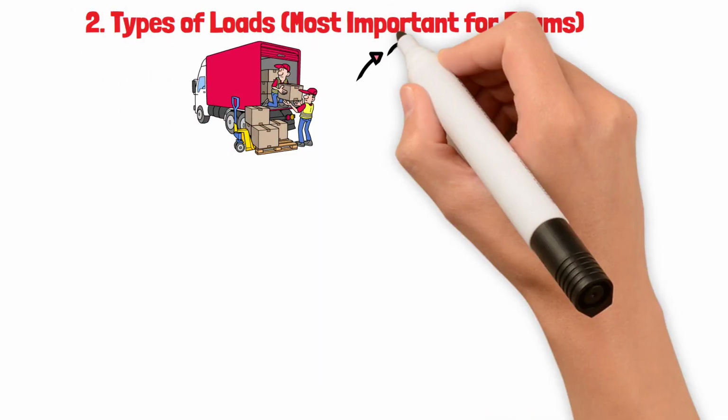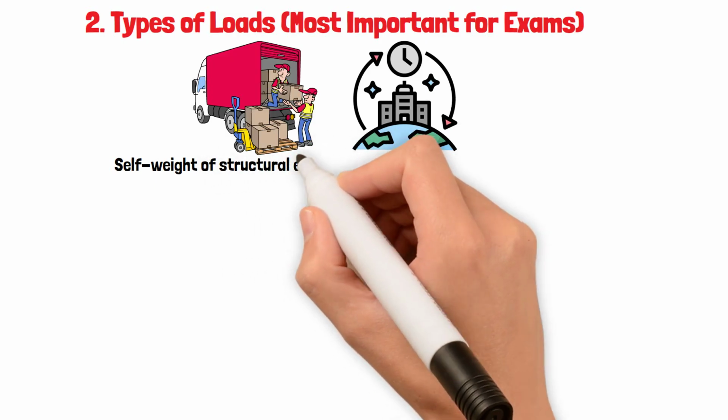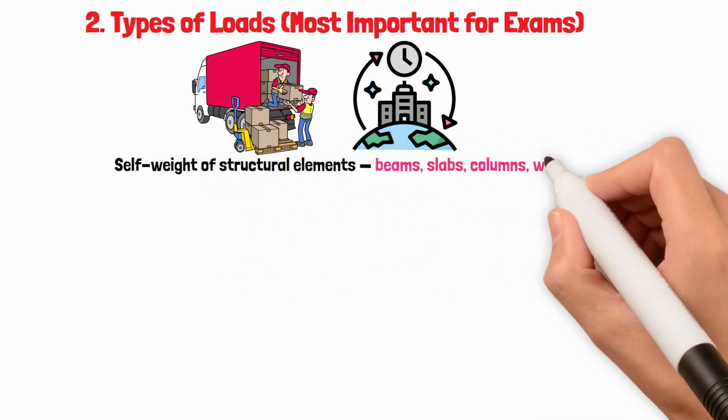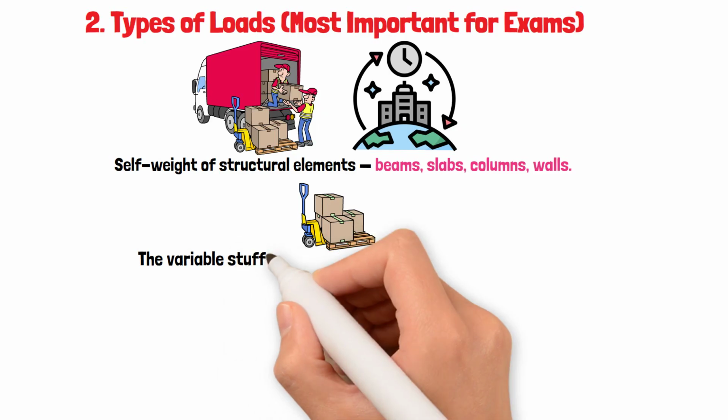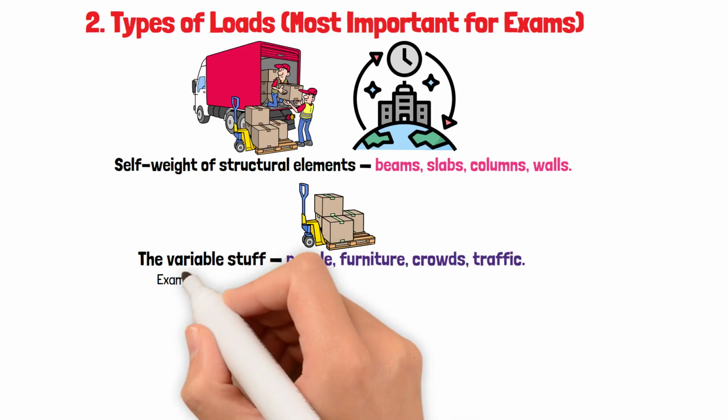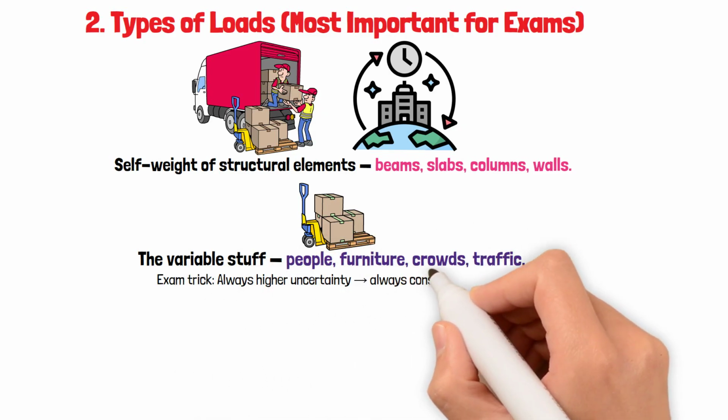2. Types of loads, most important for exams. Dead load: permanent. Self-weight of structural elements: beams, slabs, columns, walls. Live load: the variable stuff, people, furniture, crowds, traffic. Exam trick: always higher uncertainty, always considered carefully.